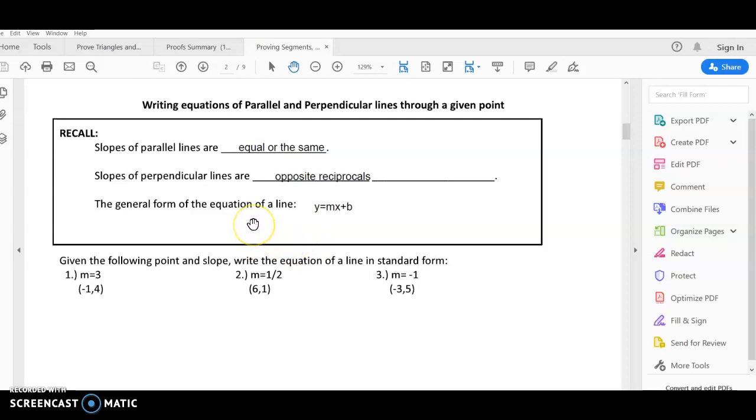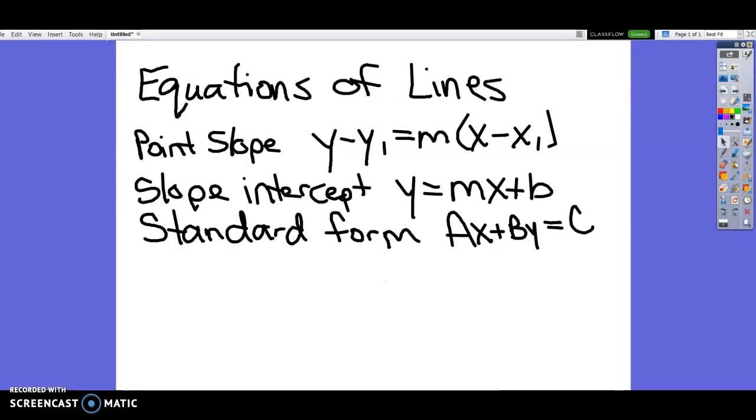All right. General form of equation. This is just slope-intercept form. This is the form that you use the most often. I want to remind you of equations of lines. There are three main equations of lines that we use on a regular basis, so you may want to jot these down in your notes because you probably will use these.